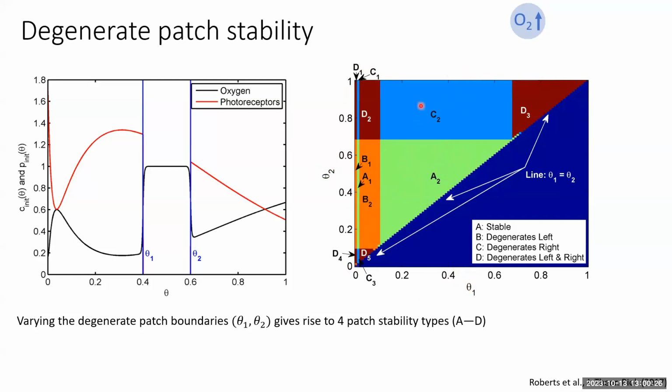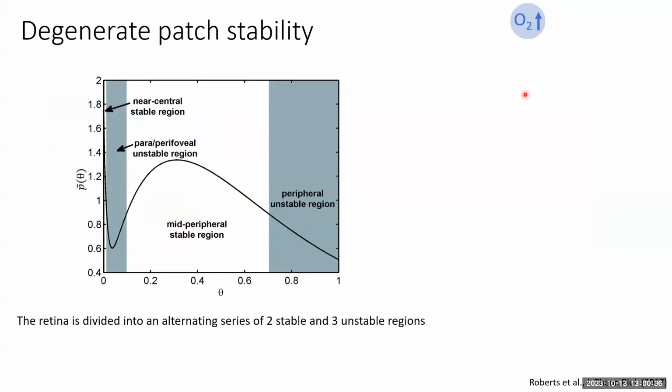Regions of type C are where it will expand peripherally only. And then regions of type D are where it should expand both centrally and peripherally. Another perhaps more intuitive way of representing this would be to say that we can actually divide up the retina into an alternating series of stable and unstable regions.